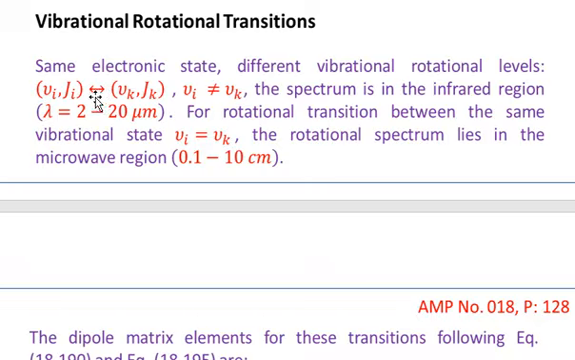where these quantum numbers could be different, but the electronic level is the same. That is, i and k are the same. They are not different. That is, we are considering the transition between the same electronic states. We are considering the transition between vibrational and rotational levels of the same electronic state. And the electronic state is specified by the i and k coordinates.